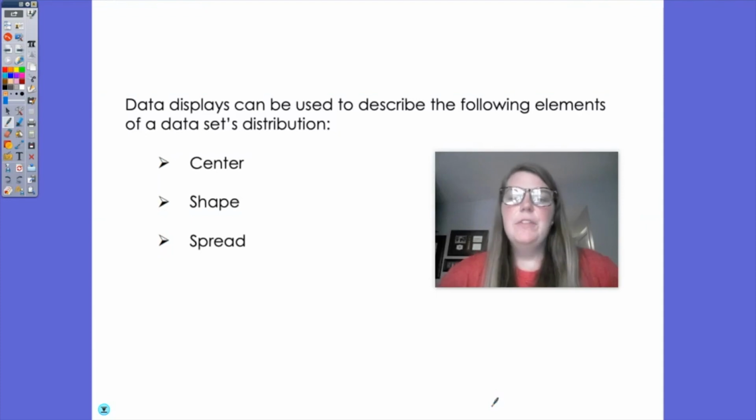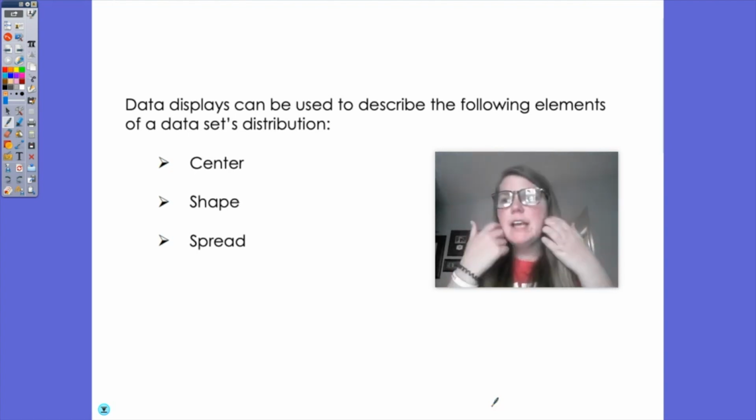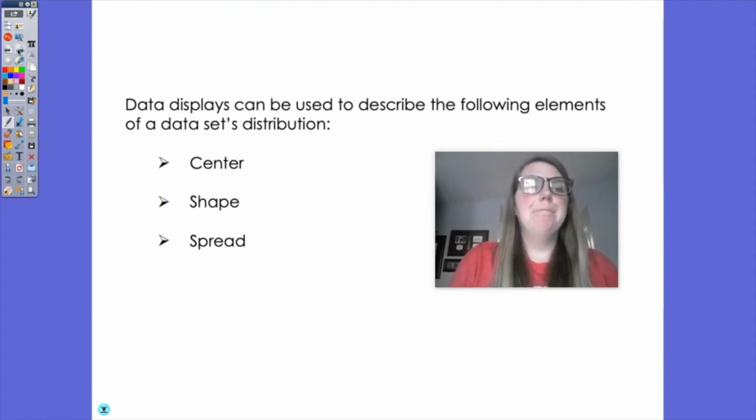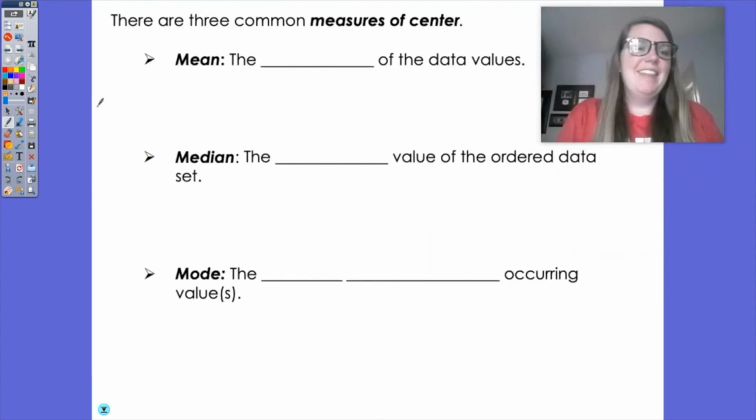Hey guys, so the last topic we're going to look at this week is measures of center. When we talk about data, we can describe data in three ways: by its center, its shape, and its spread. Today we're going to concentrate on the center, and there are three measures of center that we're going to look at.